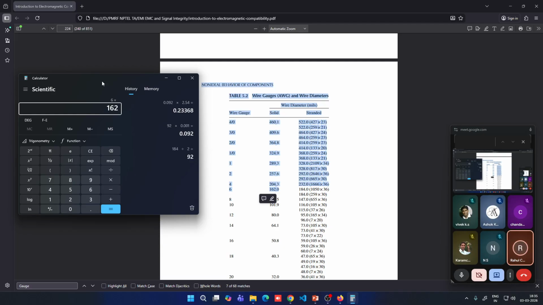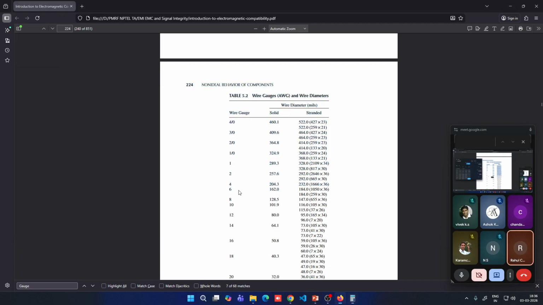So if it is 6 gauge, let's say it is 162, the diameter divided by 2 is 81. Now if we convert it by multiplying with 0.001 into 2.54 centimeters, it comes out to be 0.19845. So this is the correct value, I think. If it is a single solid wire, 6 gauge means 162 mils.